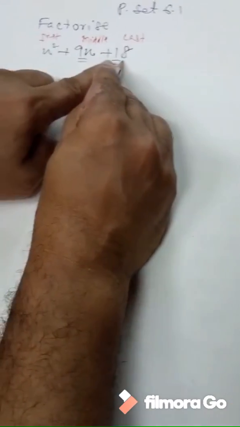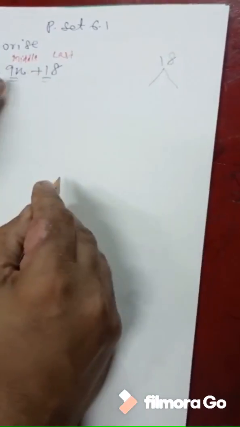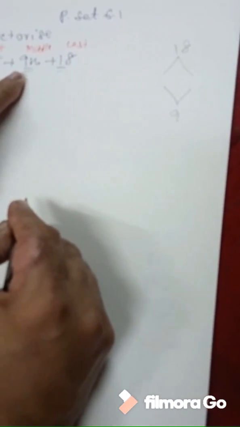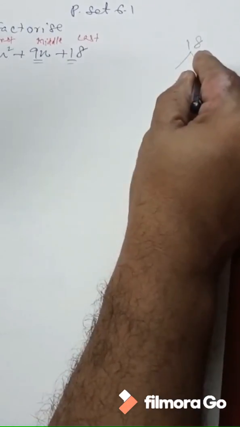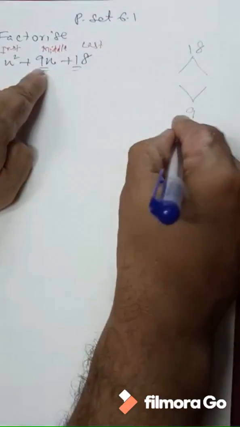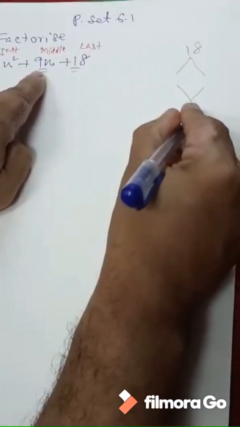We need two numbers whose product is 18 and whose sum is 9. In this case, we have to recall the tables. We have to learn by heart tables 2 to 20 and 2 to 25. I suppose two numbers, 6 and 3. When I add 6 plus 3, I get 9, and when I multiply 6 by 3, I get 18.